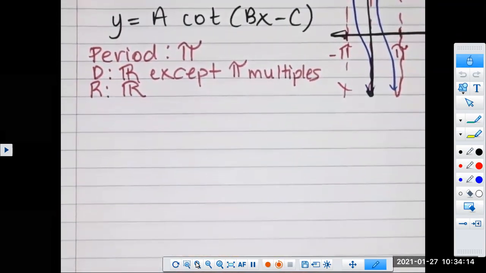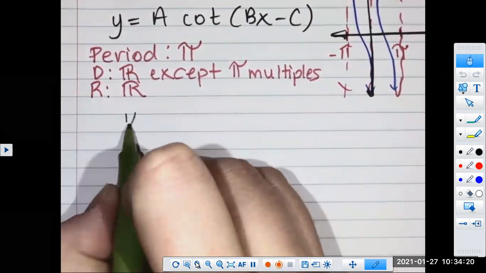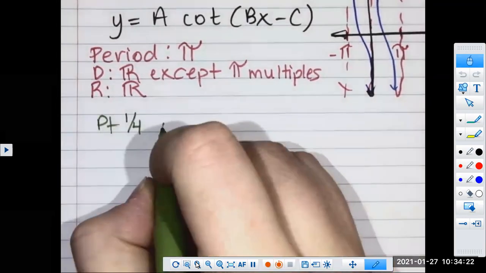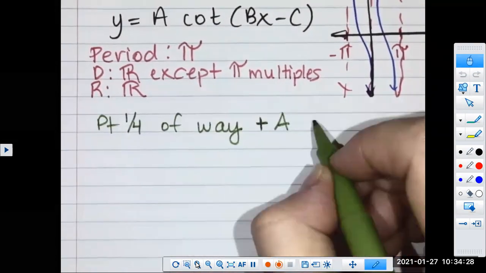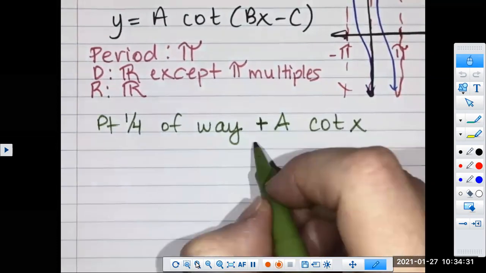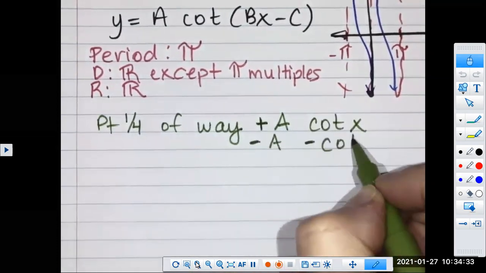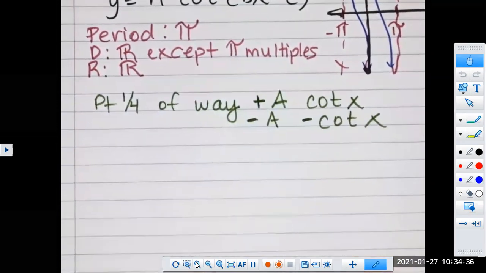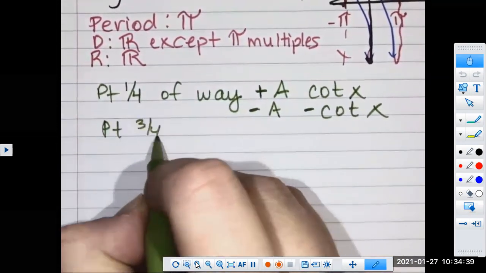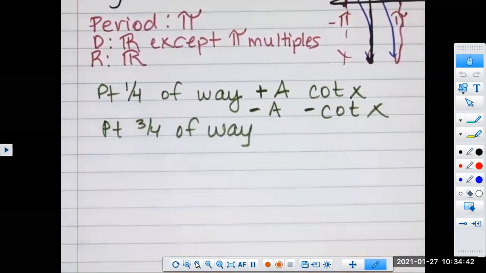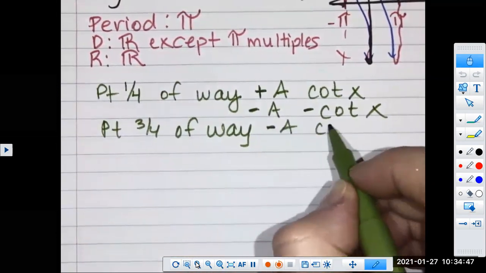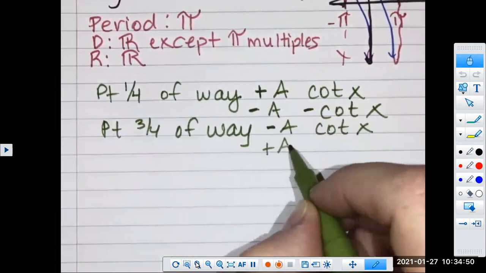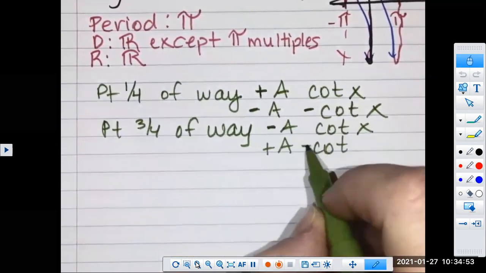Okay, the only thing that's different about cotangent from tangent, you're going to have a point that's 1/4 of the way, but in this case, it's going to be up at positive A if you have a positive cotangent, down at negative A if cotangent's negative. You'll have a point 3/4 of the way. It will be down at negative A if cotangent's positive, up at positive A if cotangent is negative.